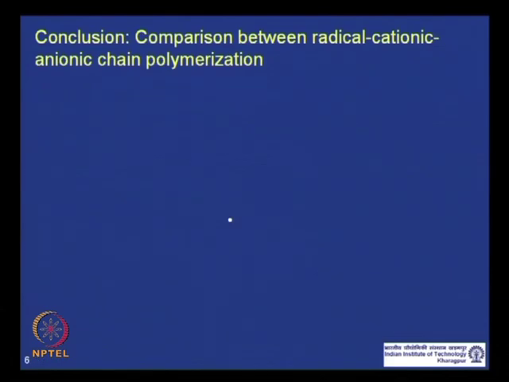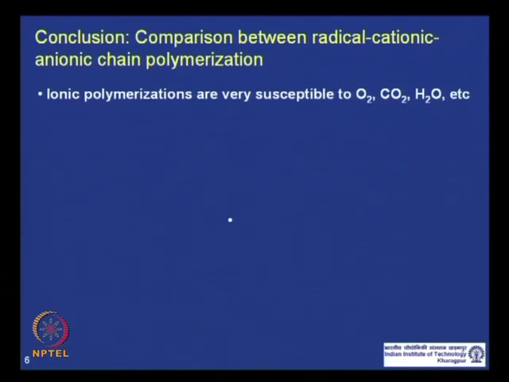Then, at the end of this module on chain polymerization, let us conclude with a few basic comparisons between the radical and anionic chain polymerization we studied. We know that anionic polymerizations are very susceptible to impurities, whereas radical chain polymerizations are also susceptible, but not to the extent of ionic polymerization. You can afford to have some degree of impurities in radical chain polymerization, and that is why radical chain polymerization is utilized in industry on a large scale much more frequently than ionic chain polymerization.